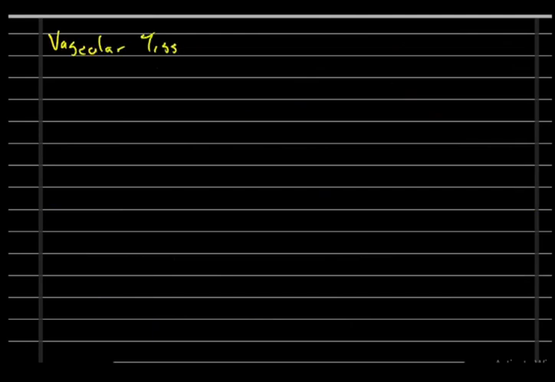Vascular tissues, we have them to be two. We have the xylem and the phloem. Now, for all that was mentioned, all those things that were mentioned, they can be found in the phloem. The phloem transports food from leaves to the plant, and it is composed of sieve tubes.